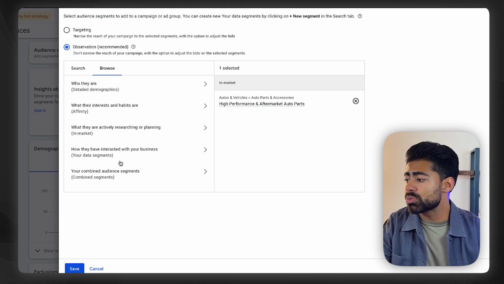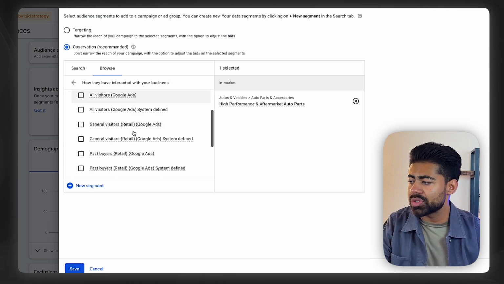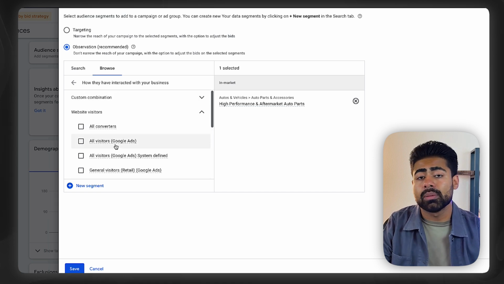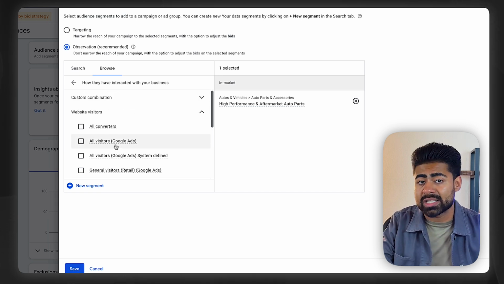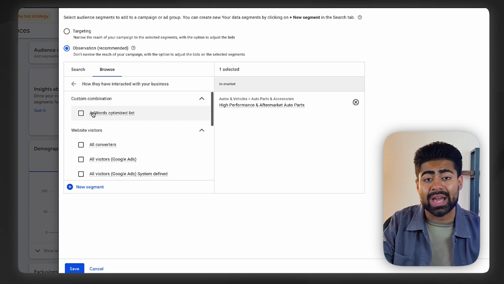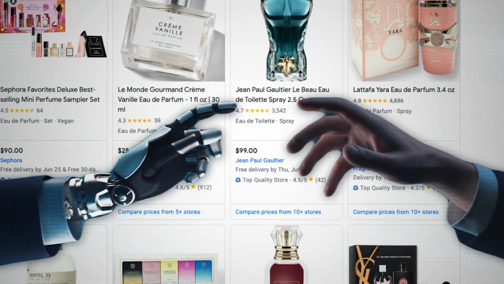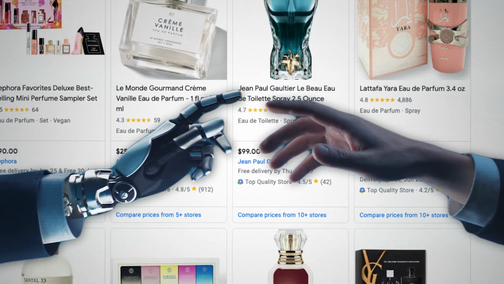What we always do is we try to find how they have interacted with your business, and then we go under website visitors, try to add all of the ones that are the most hot traffic possible, the highest form of traffic possible, and then we like to just keep it at that and run the campaign on an observation basis so the campaign's algorithm can go after people similar to those and make it easy to do ideal audience targeting. All these things we're doing here, it's just done to direct the algorithm in the right direction. It's not necessarily interest targeting.